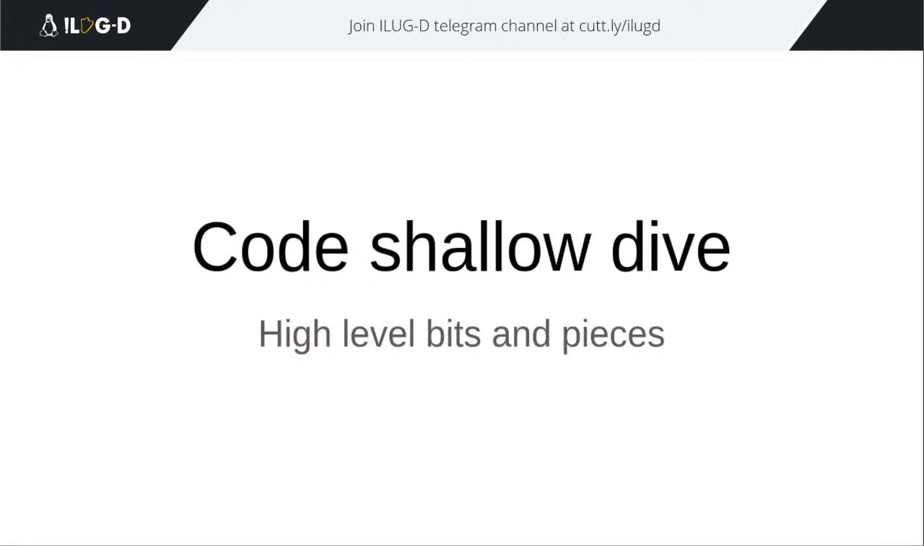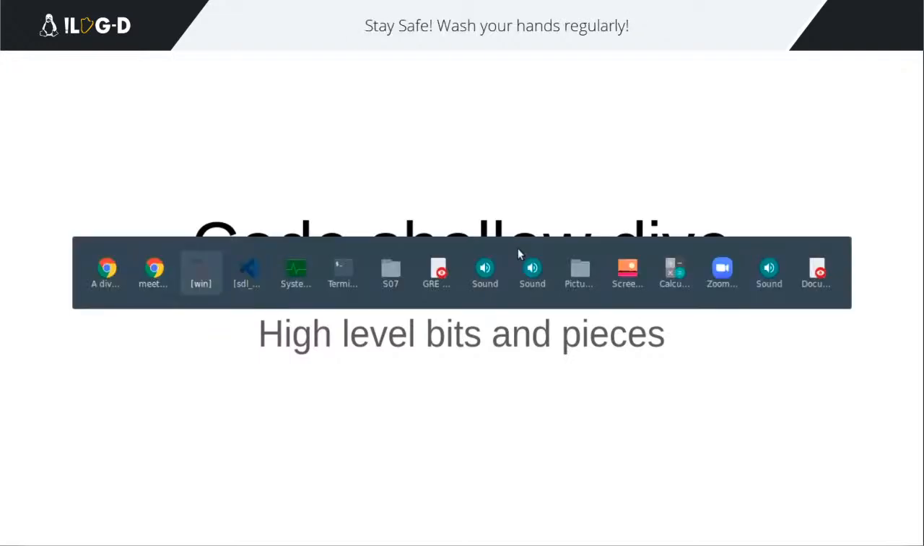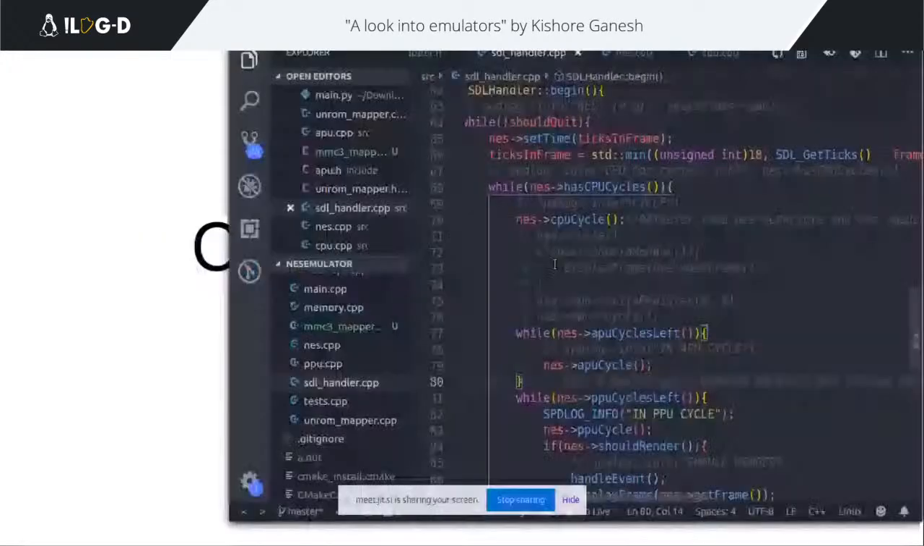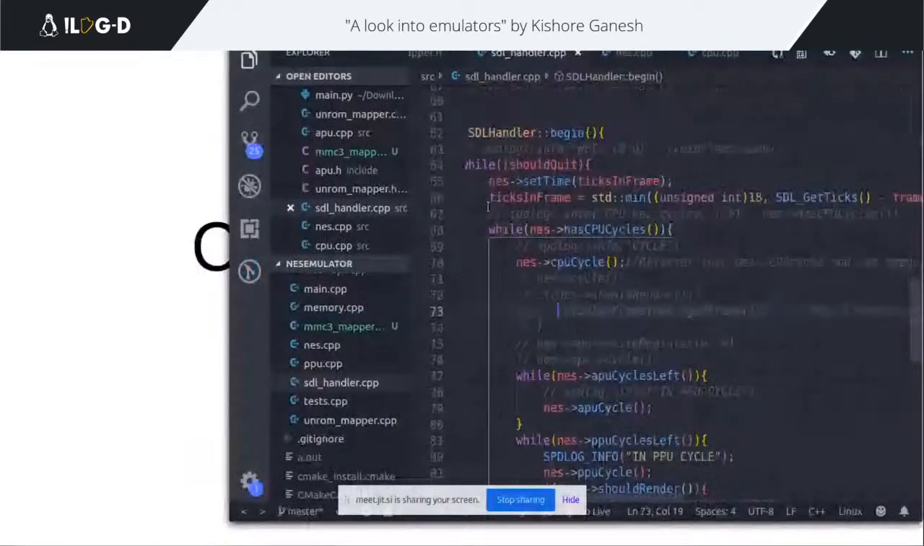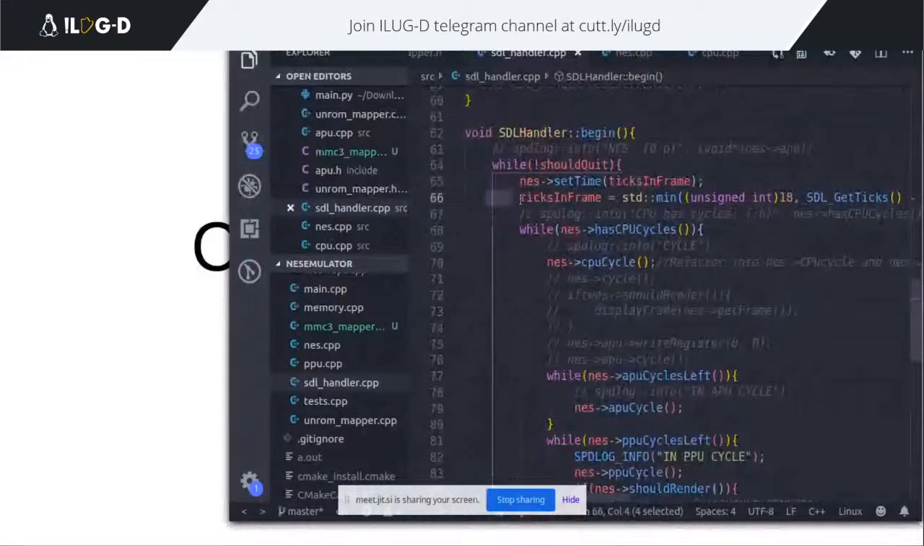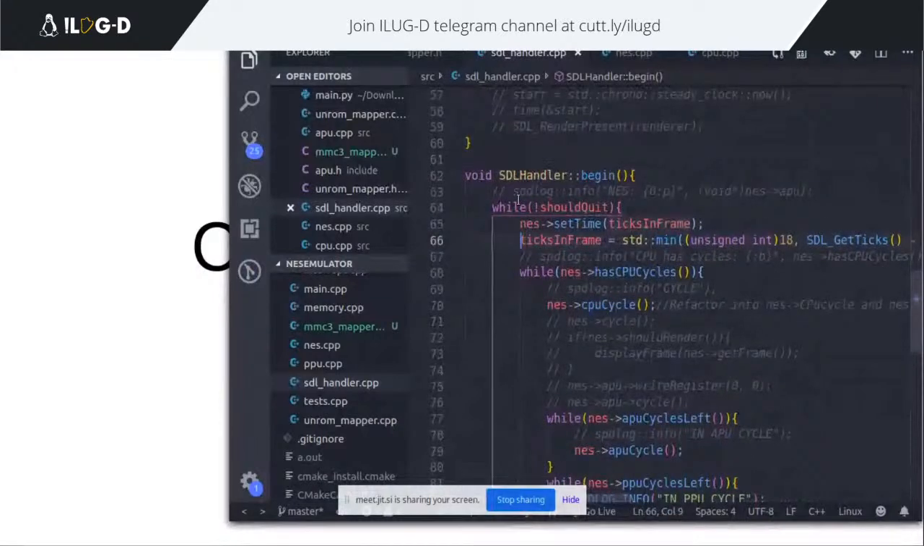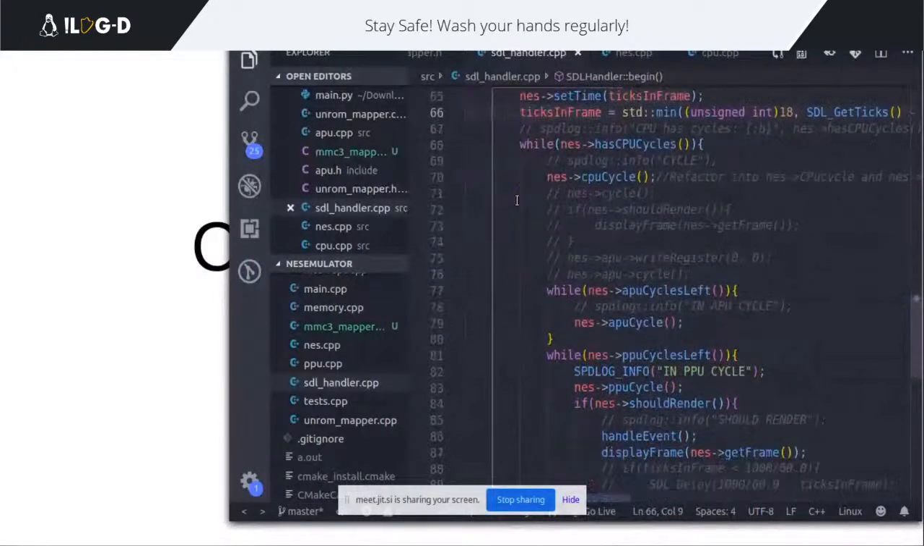So now let's actually look into some of the code. We are not going to be looking at very low level code. So let's actually look at some very high level code. Right. So this is the basic idea. You don't need to understand this line. I'll just walk you through a little bit.